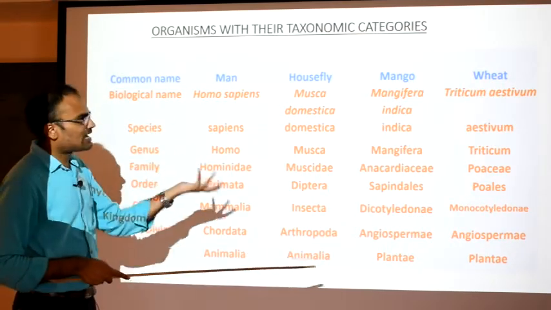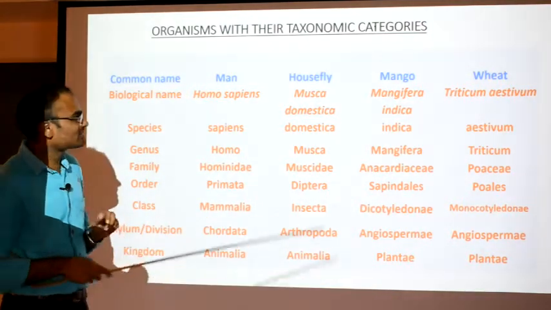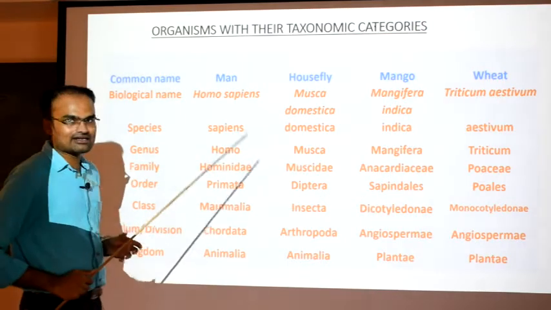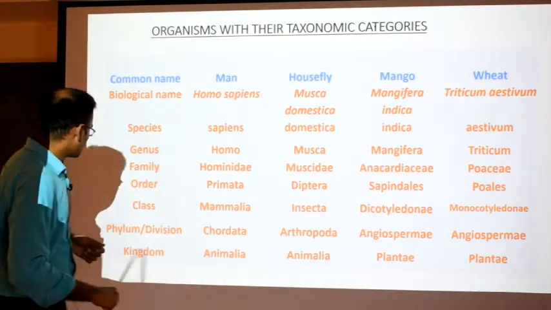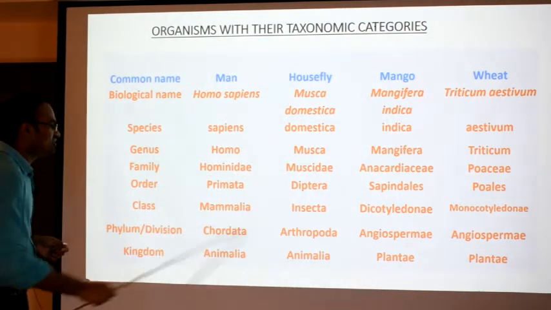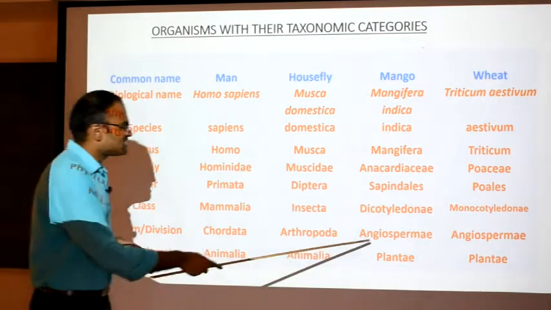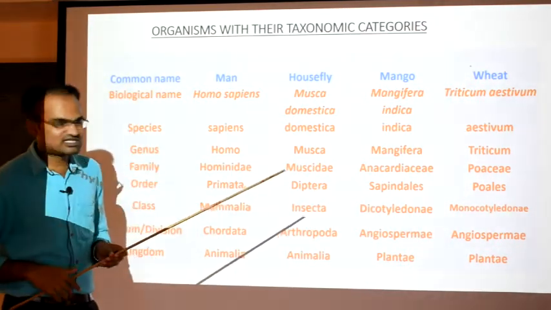The plants whose seeds have two cotyledons in them are considered dicotyledons, and it belongs to the division. Here we have to use the word division because it's a plant. Division Angiospermae, kingdom Plantae. Angiospermae means flower bearing plants.